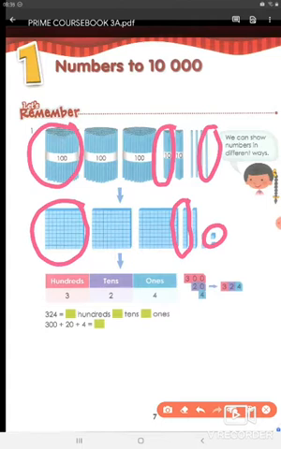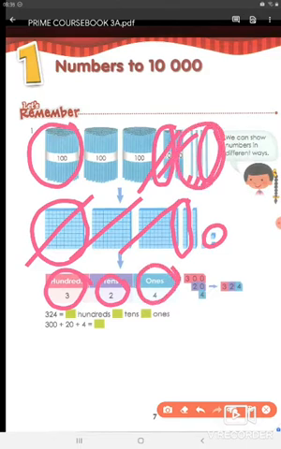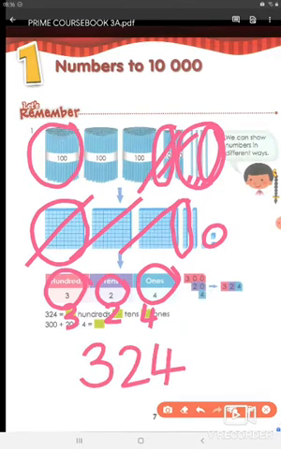How many hundreds are there? 1, 2, 3, 3 hundreds. How many tens are there? 1, 2, 2 tens. How many ones? 1, 2, 3, 4. And there's 4 ones. So 324 gets made with 3 hundreds, 2 tens, and 4 ones, and together they make 324. Interesting, isn't it?